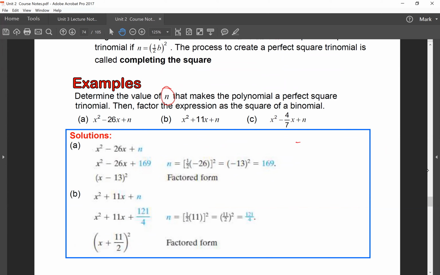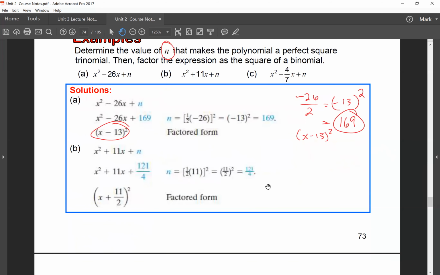My middle term is negative 26. I'm going to divide that by 2, so I get negative 13, and then I'm going to square it, and that gives me 169. So the 169 goes there. The factored form is just going to be x minus 13 squared, the middle term divided by 2. Pretty straightforward. It can get a little harder for sure, like if you look at question C, but still.